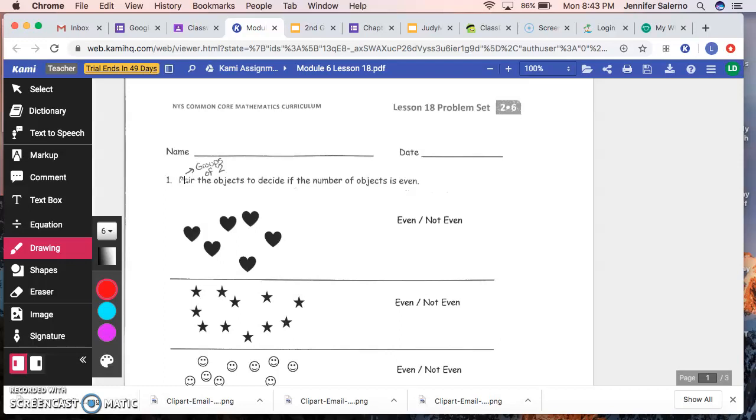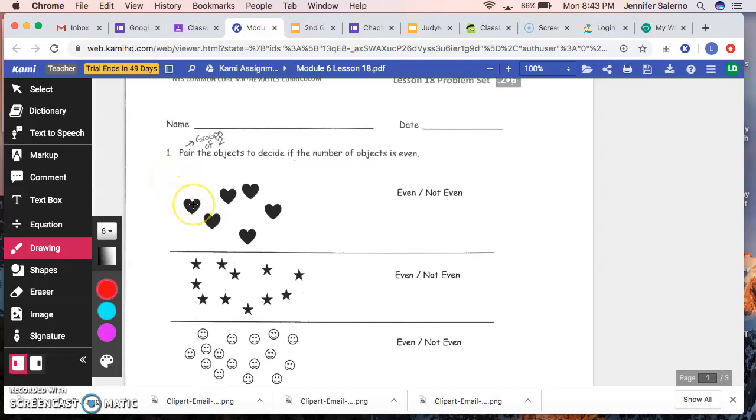Something that's odd is when one is left out and it does not have a pair and it's on its own. So anytime you have something that does not have a pair and it's on its own, that will be considered an odd number or an odd amount. Anytime it's even means that everything has a pair, there's always groups of two in that number, and they have another pair there, okay?